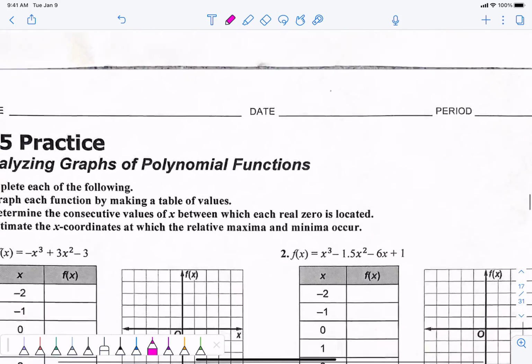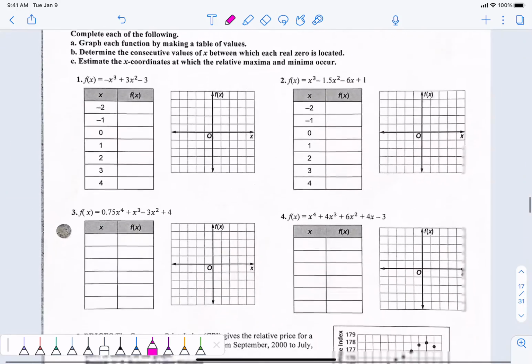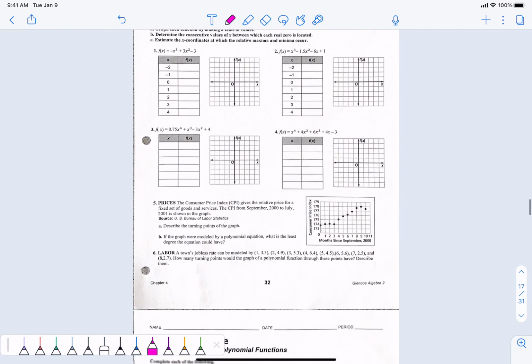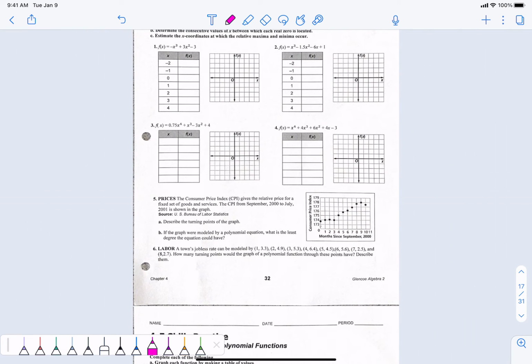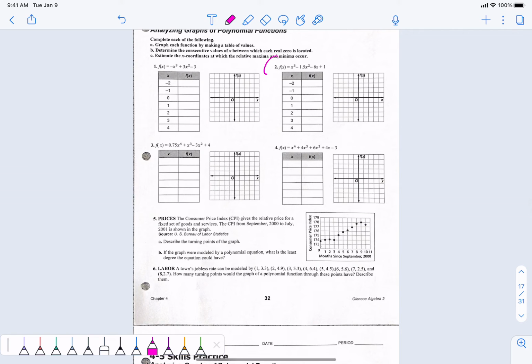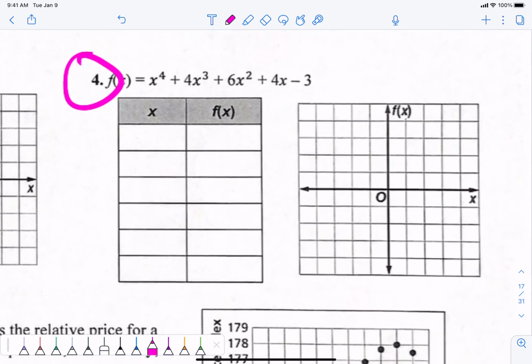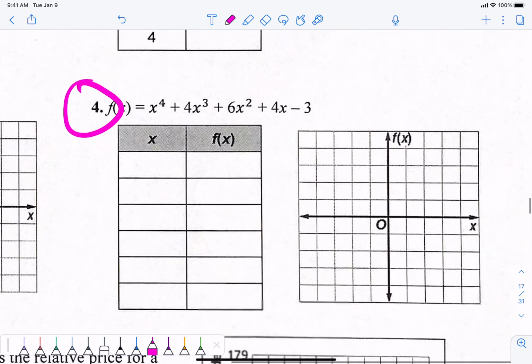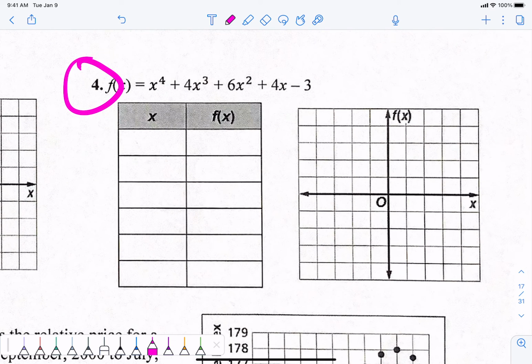Okay, good. You guys have this paper in front of you. Let's go through it. Let's go evens. Evens on this page: 2, 4, 6. Now number 4, they do not give you numbers to plug in. On 4 they don't. Okay, 4, yeah, they don't give you numbers.